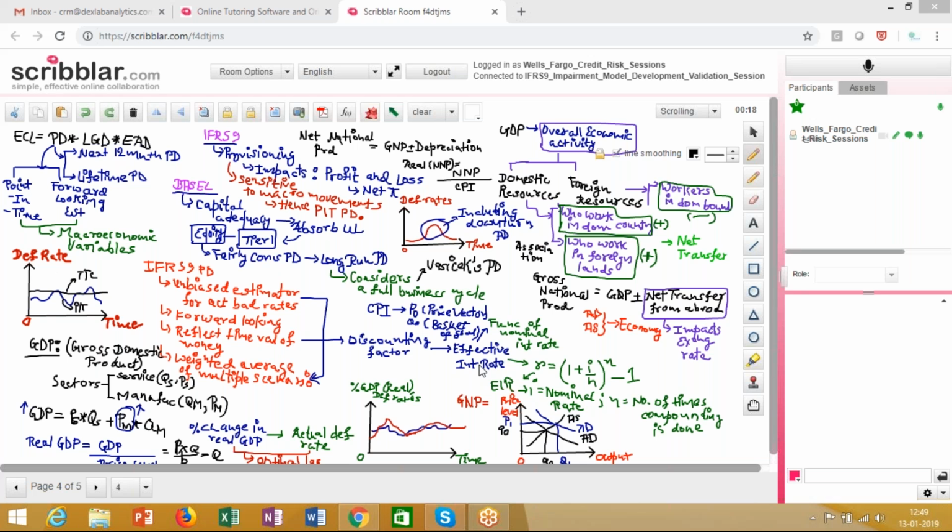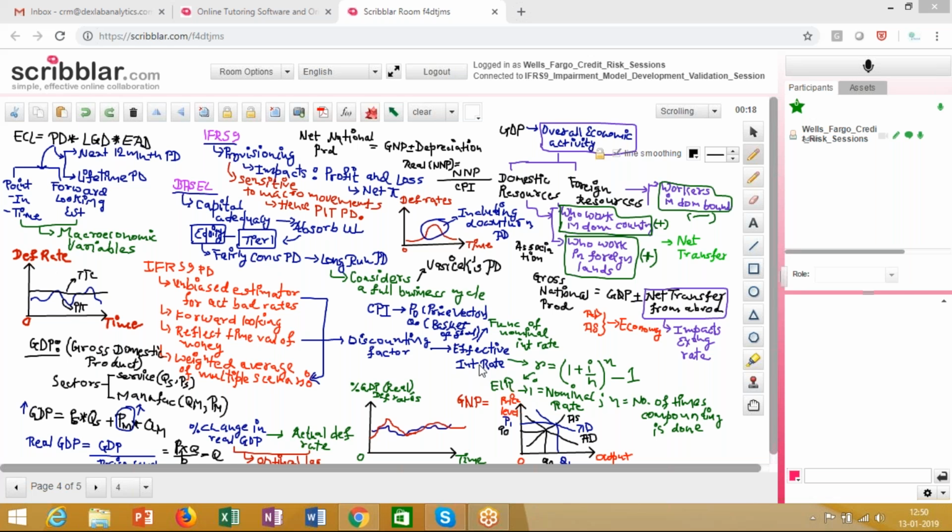I will not be complicating things much. I'll be focusing mostly on the price levels and on the output, and from there, output, interest rates, etc. I'll try to build the framework which will explain the impact of interest rates on default rates. So suppose an interest rate increases. What are the impacts that happen in the economy, and how does it return back to the banking sector?